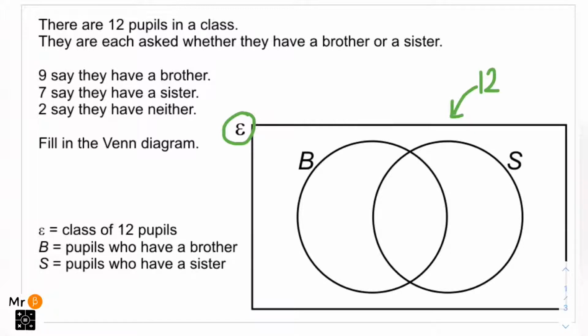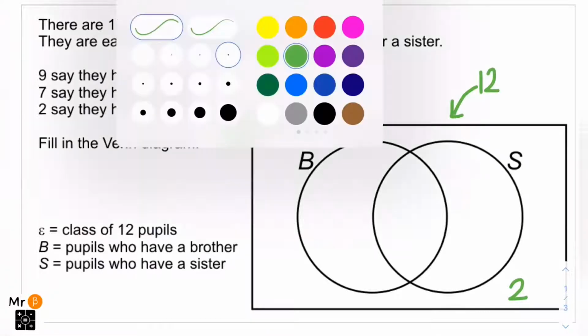So it then gives you this information. 9 have a brother, 7 have a sister, and 2 have neither. So at the moment we can fill in that 2 on the outside of our circles, because that means that they don't have a brother or a sister. Then this next bit we have to use a bit of trial and error.